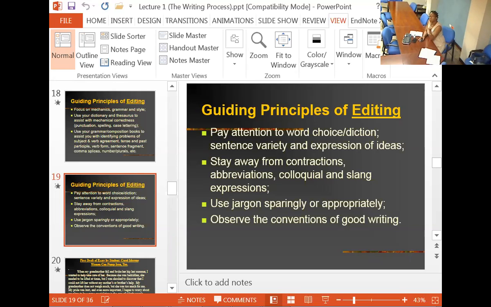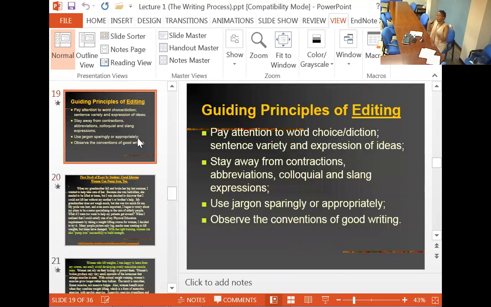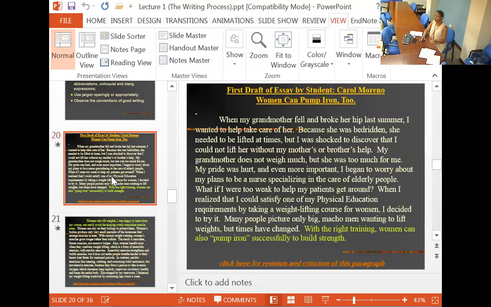Observe the conventions of good writing, and that is going to have to do with your paragraphing, how you use capital letters, because they don't appear in the middle of words, and all of that sort of thing. So when we are writing, we need to practice these things, and we need to encourage the students to write and then edit. I'll send these to you a little later on so that you have that reference. Now, the next few slides include the essay that we wrote.